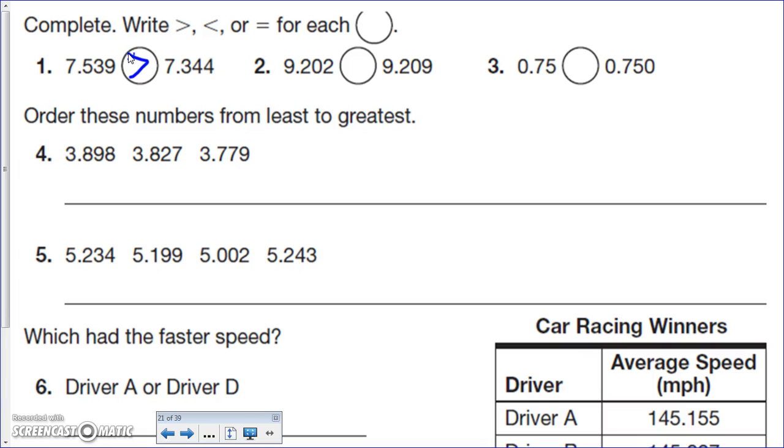In problem 2, again, we're going to start with the leftmost position and work right. We can see they both have 9s in the 1 spot, 2s in the tenths spot, 0s in the hundredths spot, and the first spot that's different is the thousandths. So we know 9 and 202 thousandths is less than 9 and 209 thousandths.